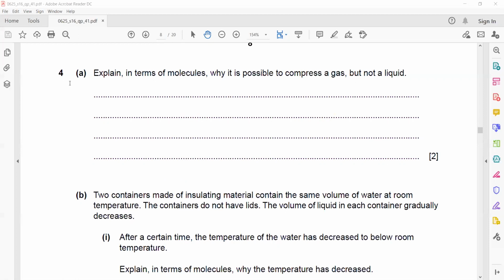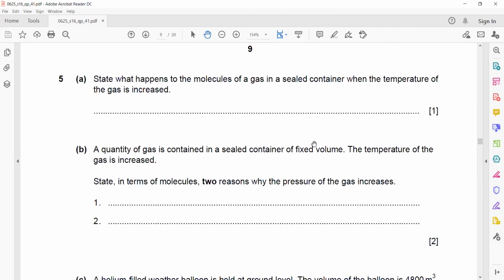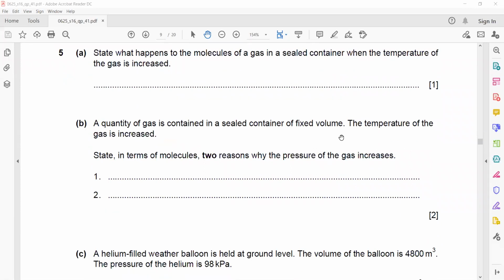A quantity of a gas is contained in a sealed container with a fixed volume. The temperature of the gas increases. In terms of molecules, give two reasons why the pressure increases. So why is the pressure increasing? When we increase the temperature, the molecules inside the container collide more often. So they hit the wall harder, or frequently, you can also say. Or due to continuous change in momentum, they exert an increased force.